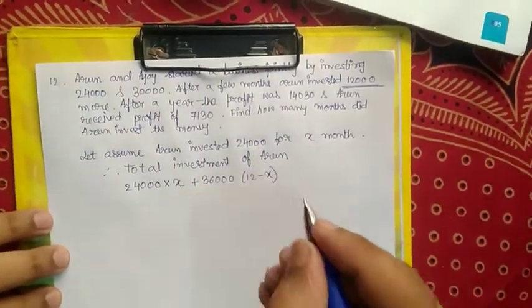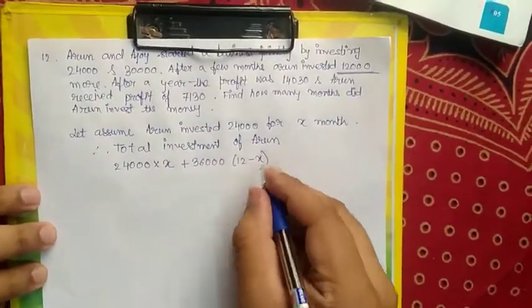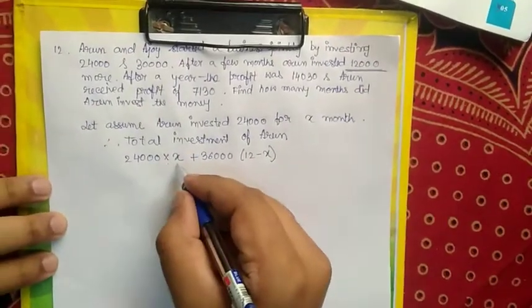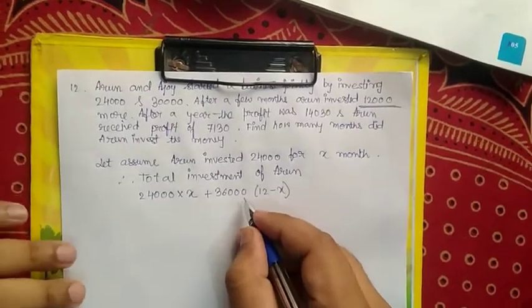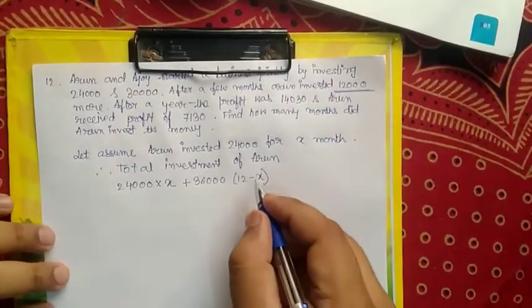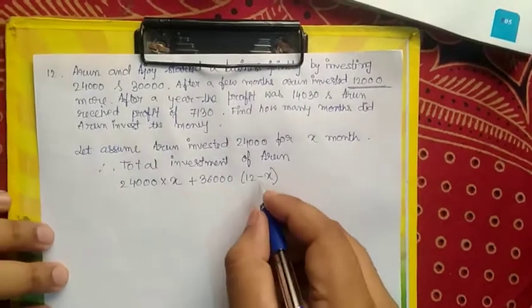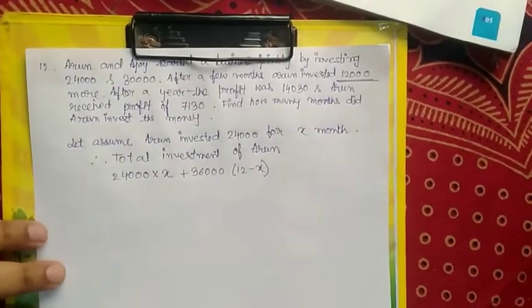This is X months. Total months in a year is 12. So if he invested 24,000 for 4 months, then he invested 36,000 for the remaining 12 minus 4, that is 8 months of the year. So here we have to find this X.